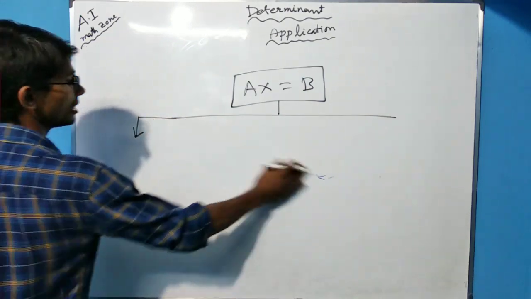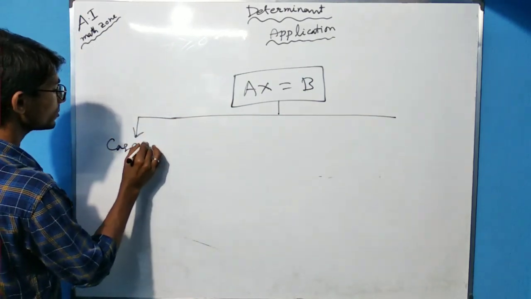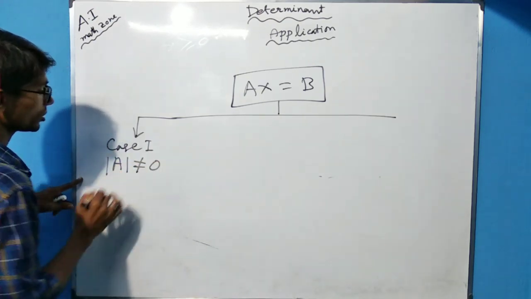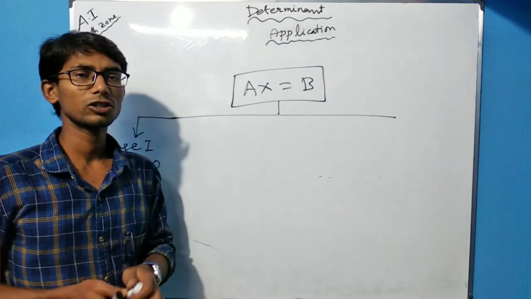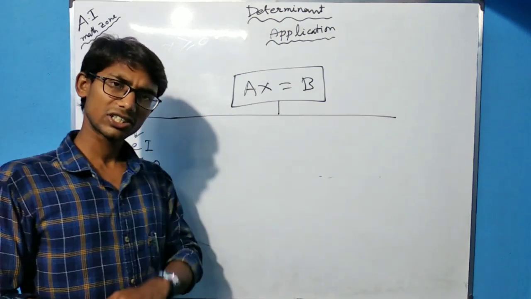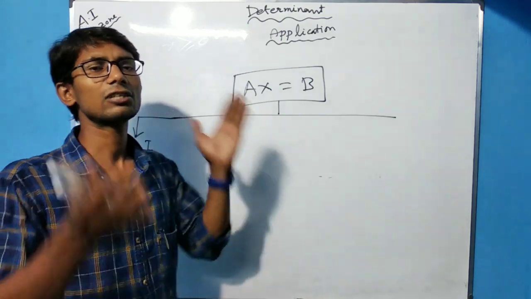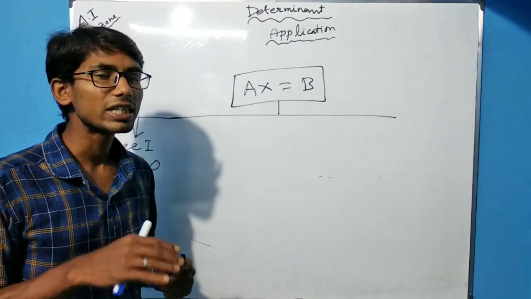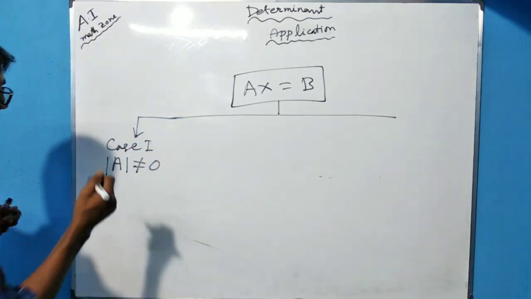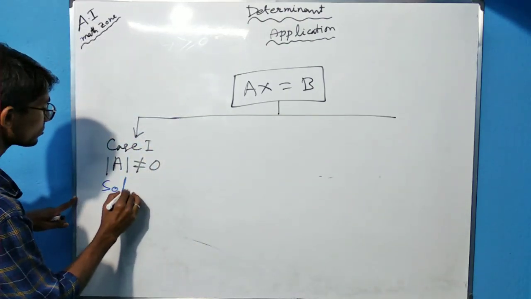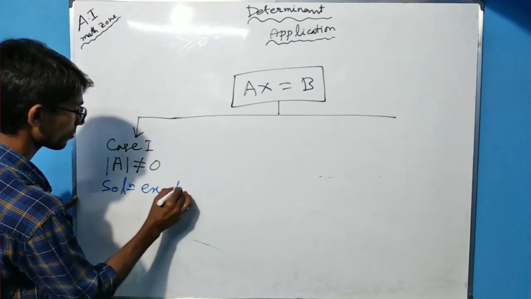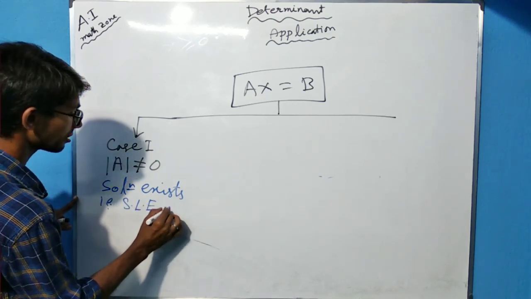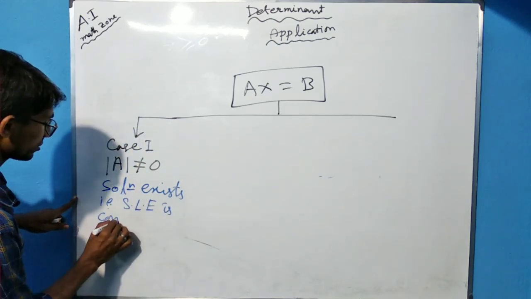What is this? Case 1. Determinant of A is not equal to 0. Whenever determinant of A is not equal to 0, that means the inverse of A exists. और इनवर्स जब भी एग्जिस्ट करता है, सॉल्यूशन हमेशा एग्जिस्ट करेगा. और अगर किसी सिस्टम ऑफ लीनियर इक्वेशन का सॉल्यूशन एग्जिस्ट करता है तो उसको क्या बोलते हैं? कंसिस्टेंट. That means solution exists, that is, the system of linear equations is consistent.